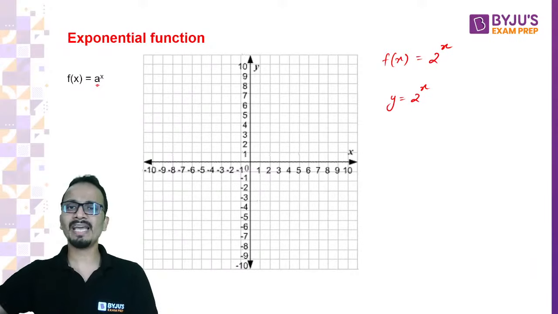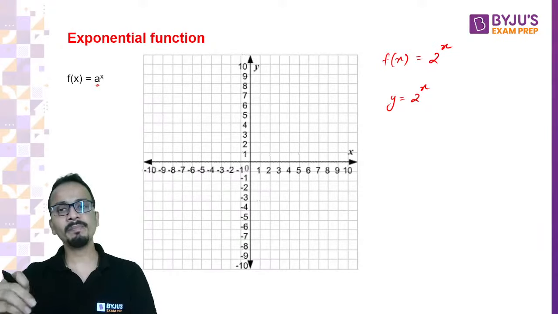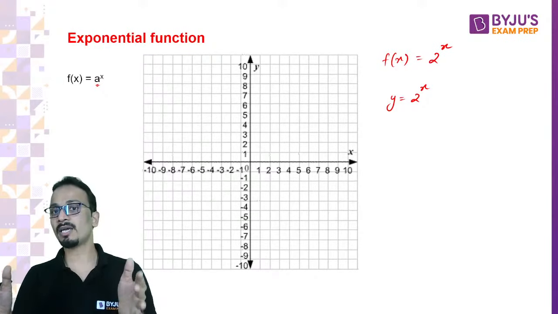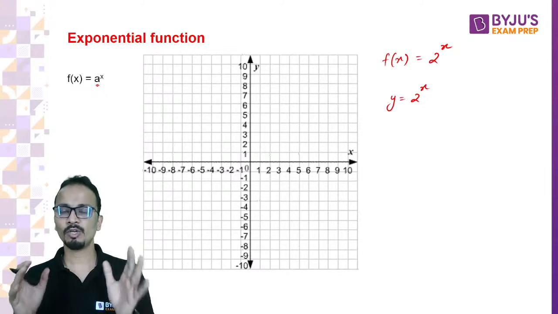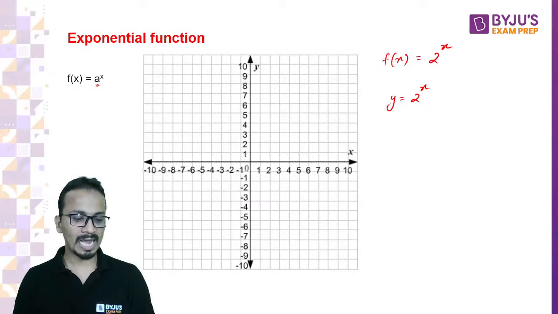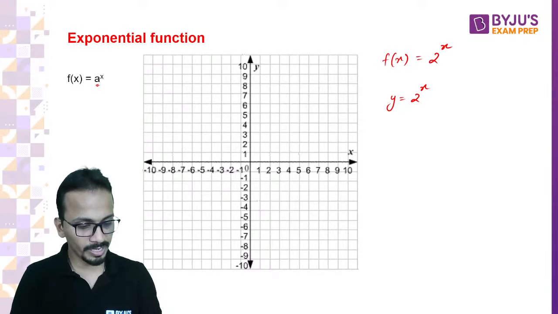2 raised to the power anything, कुछ भी डाल दो, y कभी भी negative नहीं आएगा. It will be a number greater than 1. It will be a number which is like between 0 and 1. Okay, so y का value कभी भी 0 नहीं होगा and y का value कभी भी negative number नहीं होगा.